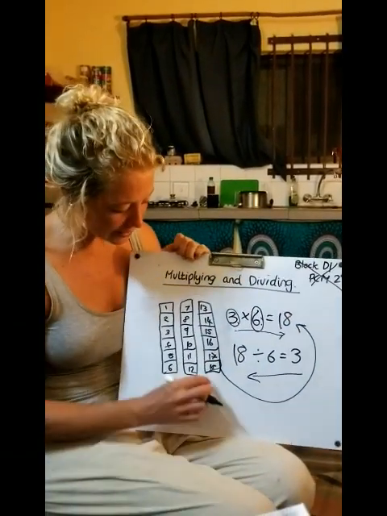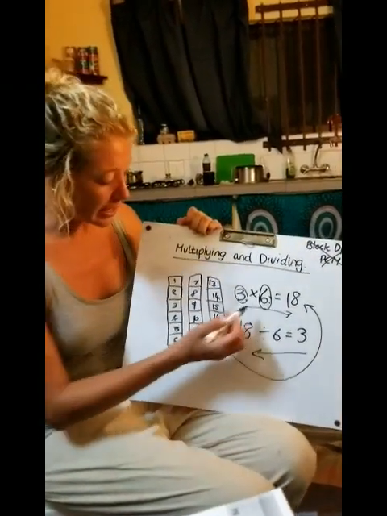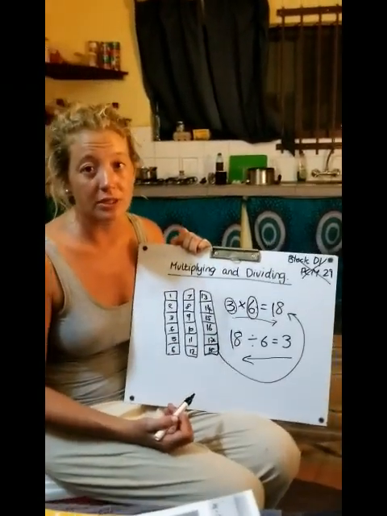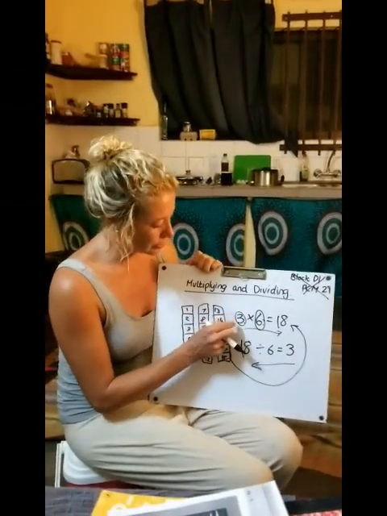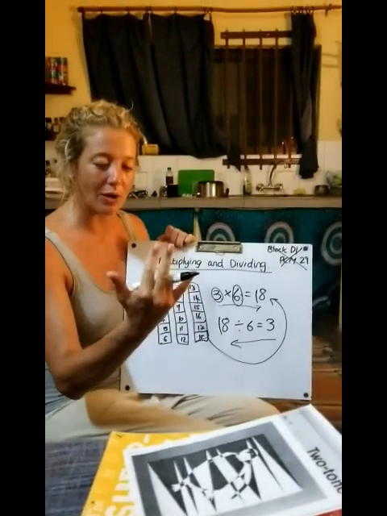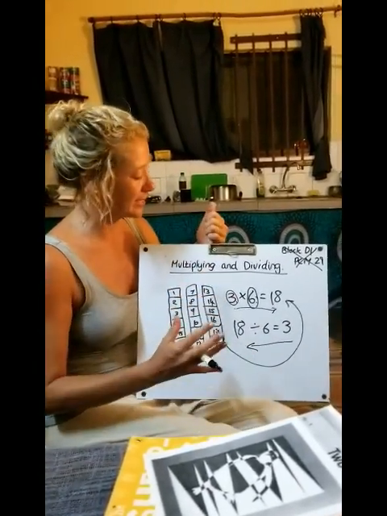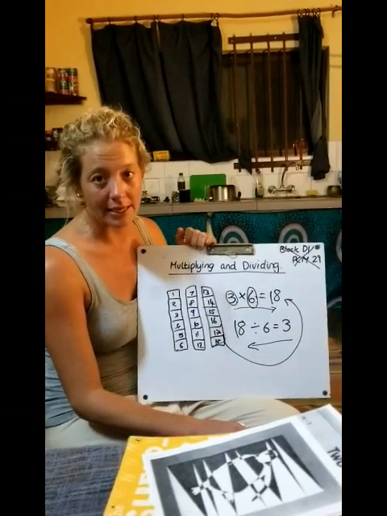Okay, this is easy if you guys know your times tables, and a lot of you do know your times tables, even your 6 times tables. If you don't know your 6 times tables, you can use your 3 times tables. So 3, 6, 9, 12. Count with me. 3, 6, 9, 12, 15, 18. 3 times 6 is 18.